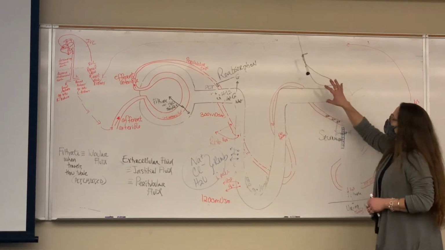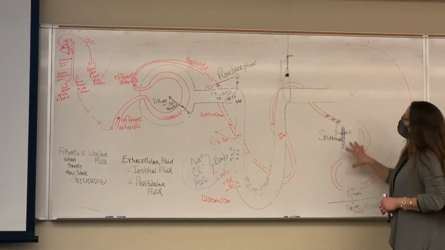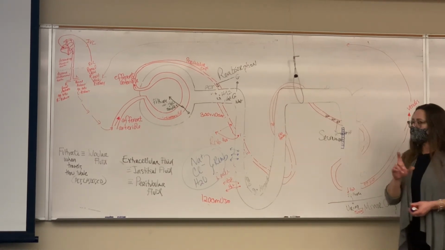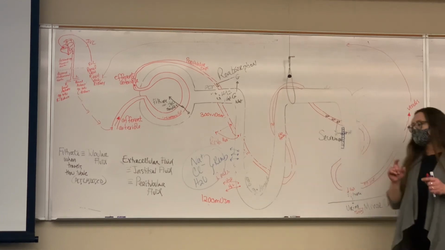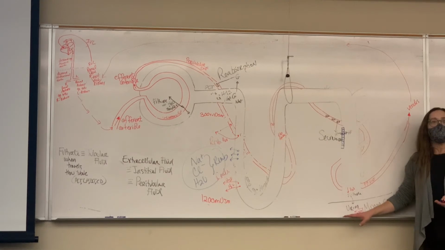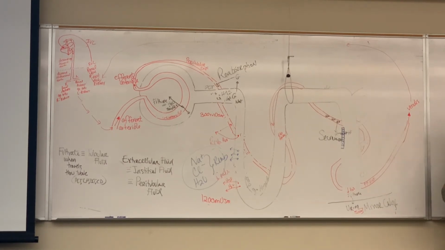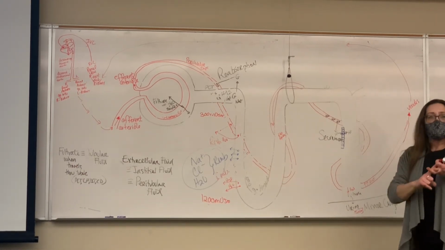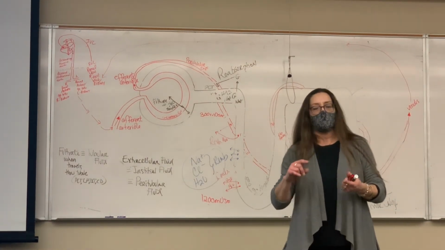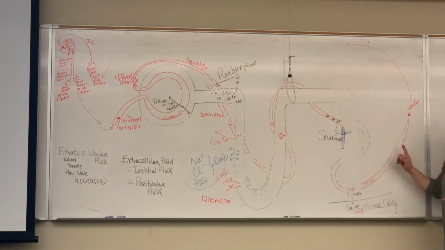By the time that we get to the DCT and the collecting duct, now we need to start fine tuning what we need. Because remember, at the end of the day, we need not the filtrate, not the urine, but the blood to be in homeostatic range. We need to make sure that what's in the blood has the right amount of sodium in there. We need homeostatic levels of calcium in the blood. We need homeostatic levels of potassium in the blood. We need homeostatic blood volume. We need homeostatic blood pressure.